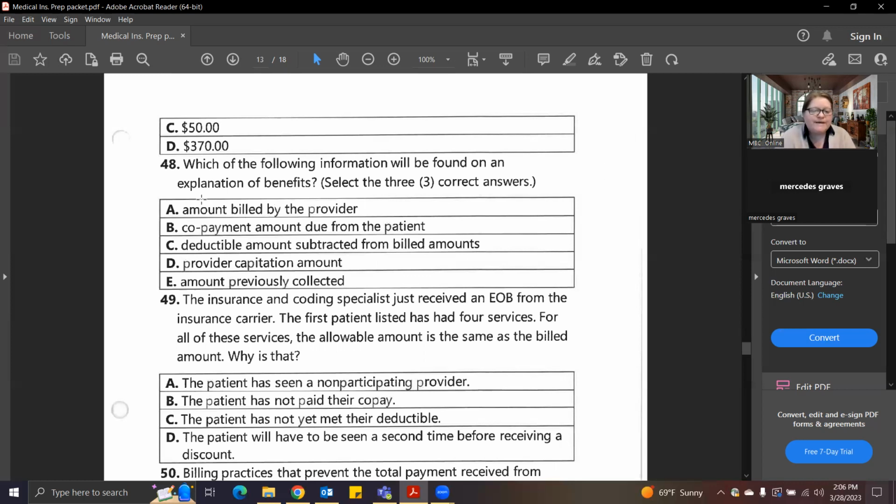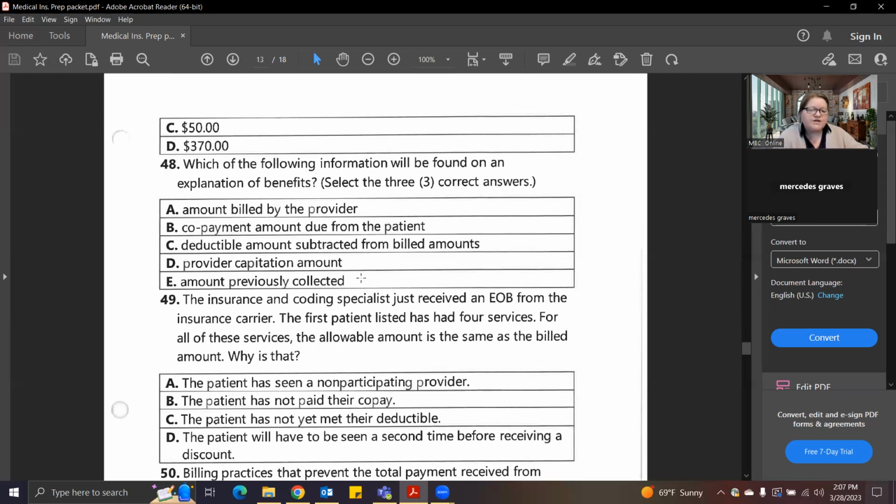So what information can we find on an EOB? A, the amount billed by the provider. B, copayment amount due from the patient. C, deductible amount subtracted from billed amounts. D, provider capitation amount. E, amount previously collected.